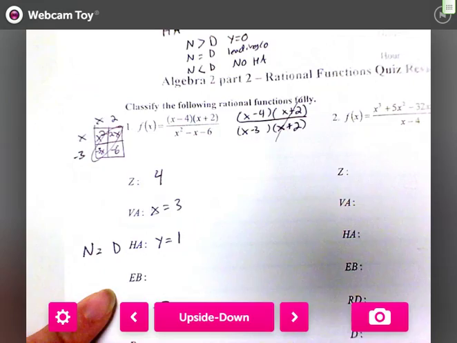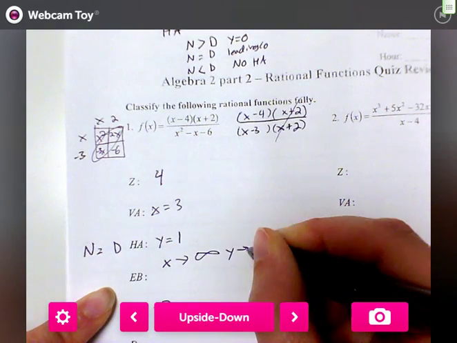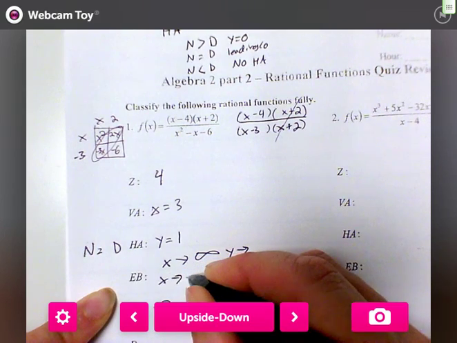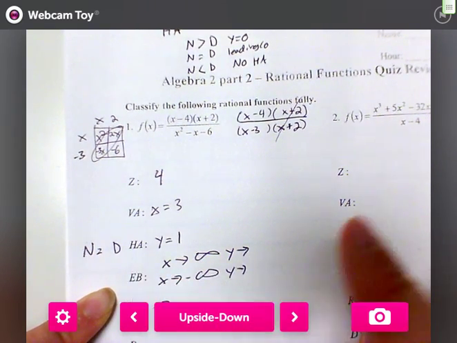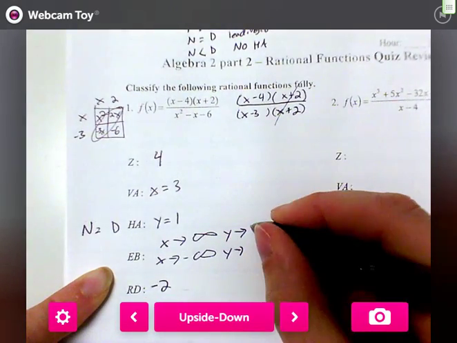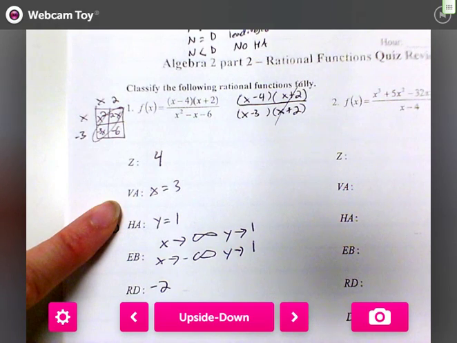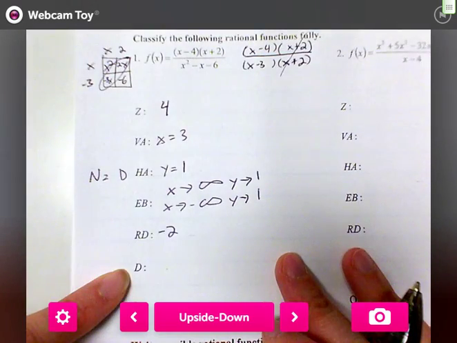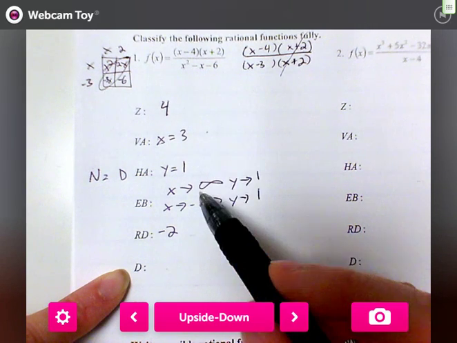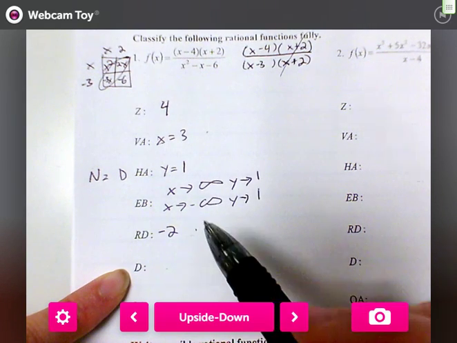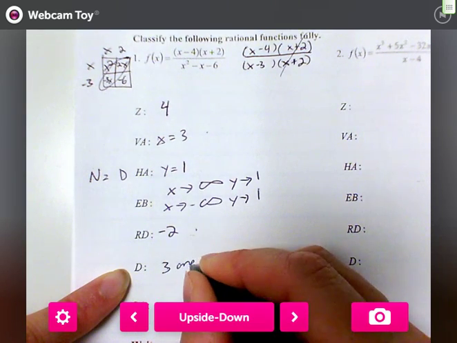All right, end behavior we know is always x approaches infinity, y approaches something. X approaches negative infinity, y approaches something. What are these both going to be approaching? 1. Same as the horizontal asymptote. Okay. Discontinuity is what again? Vertical and removable. Yeah. So the discontinuity is 3 and negative 2.